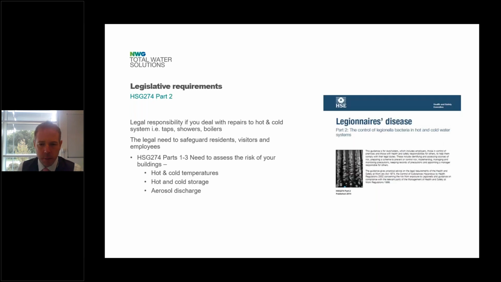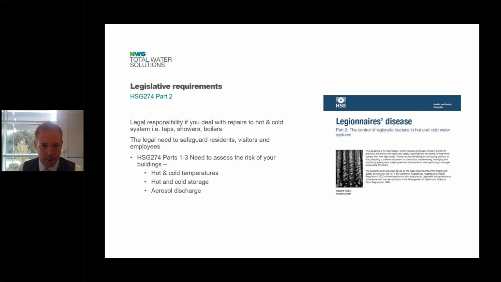So if you look at it from a high level, L8 is what you have to do, and supporting L8 is HSG 274 Part 2, and that tells you how to do it. As many of you are, I'm sure, aware, you will have a responsibility, if you look after hot and cold water systems, to have them fixed and also to have them maintained. So that covers water fittings, which we're going to talk about today, which is the showers, but also taps, and boilers are covered in there as well.